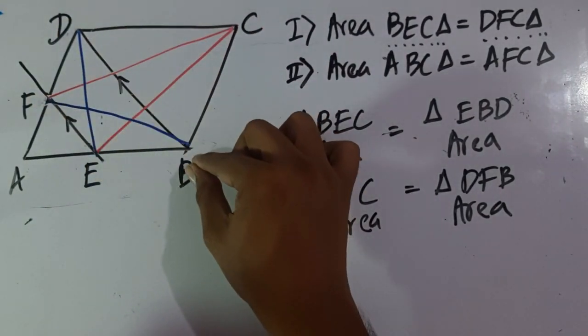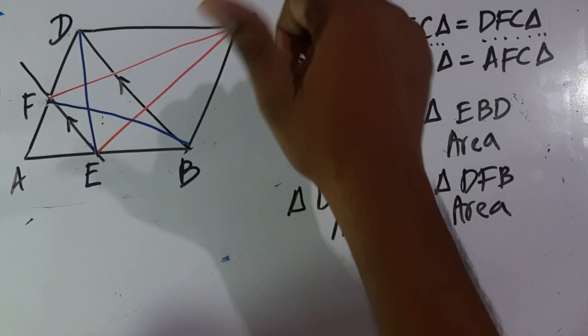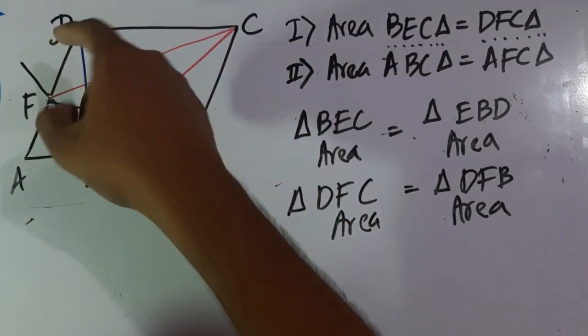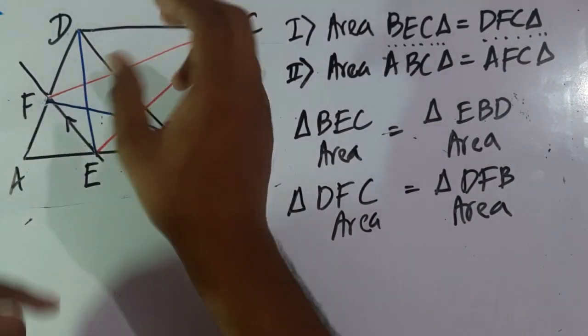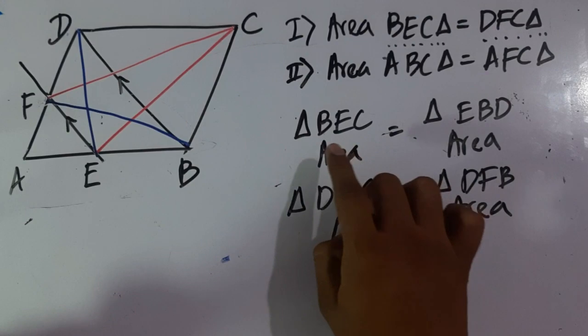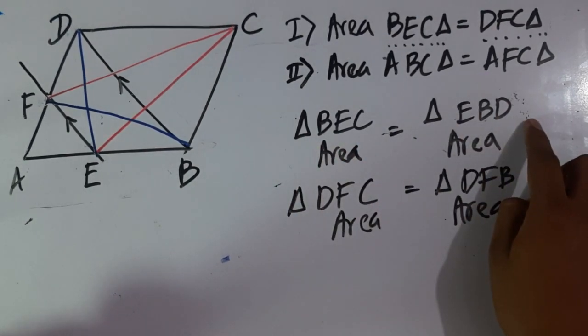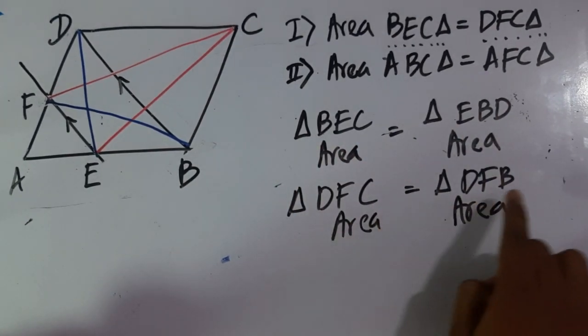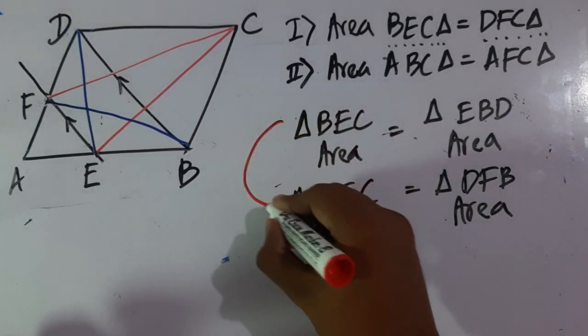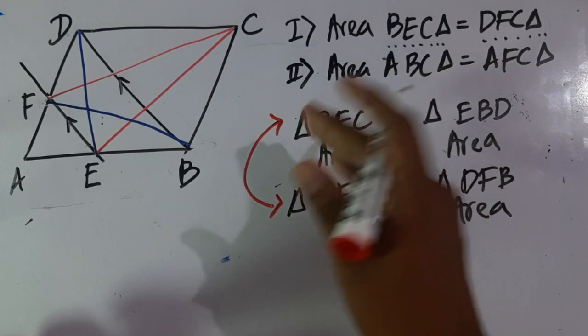This triangle is coming between them, this triangle is coming between them, and both of them have the same base DF. So when we apply that theorem in this way, you get that this triangle and this triangle have the same area. So triangle BEC is equal to triangle ABD, triangle DFC is equal to triangle DFB. Now I want to make these two equal. I did not have any way, that's why I found this.